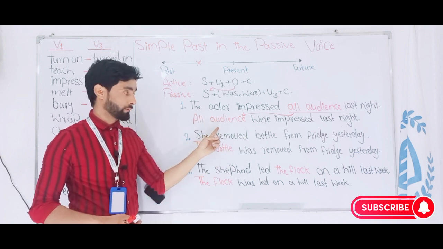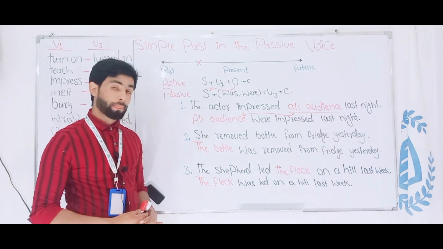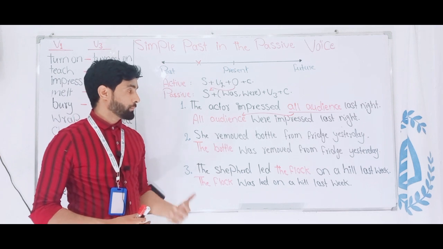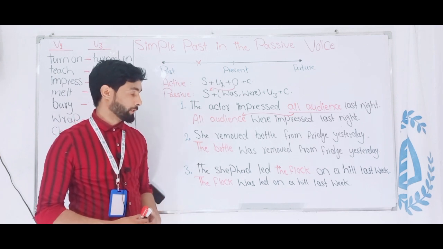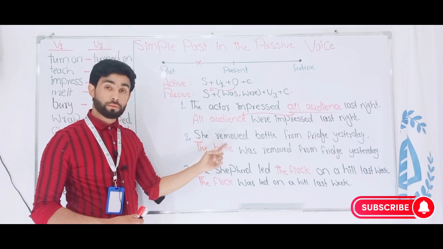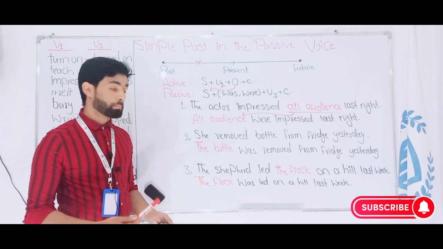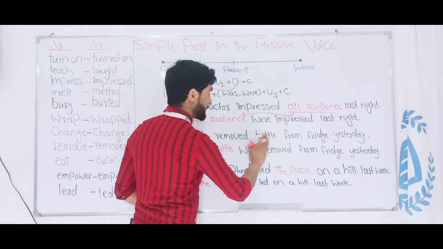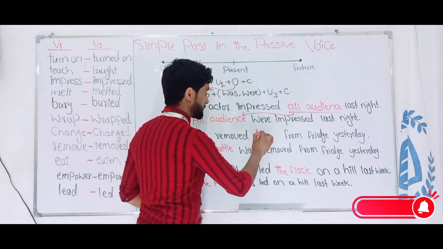Active, passive. Sentence number 2. She removed a bottle from fridge yesterday. Now, here we have the subject, she. Removed is the verb. What is the object? Bottle. So, bottle is the object of our sentence.